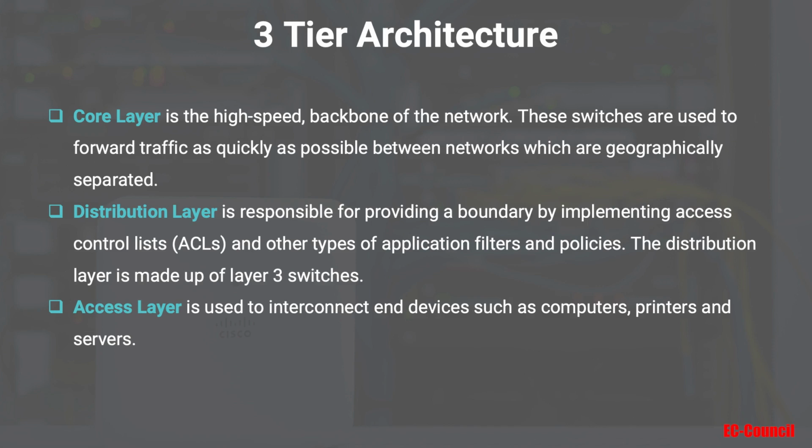The distribution layer is responsible for providing a boundary by implementing access control lists and other types of application filters and policies. The distribution layer is usually made up of layer 3 switches. Then there's the access layer. The access layer is used to connect or interconnect end devices such as computers, printers, servers, even IP phones to the actual network. So let's take a look at the Cisco website to see how these switches look.